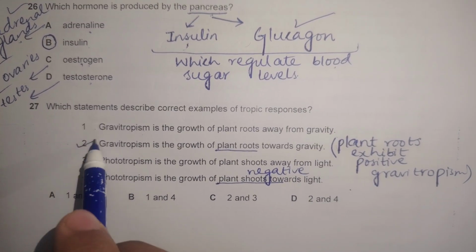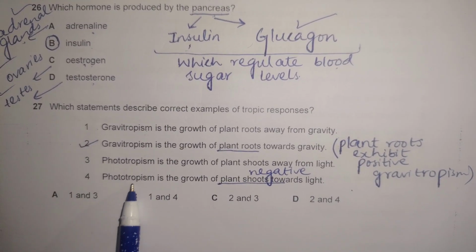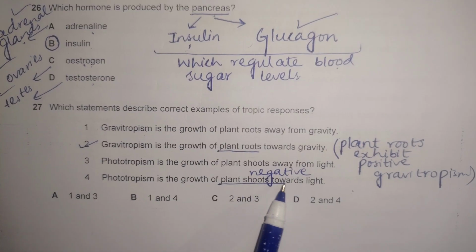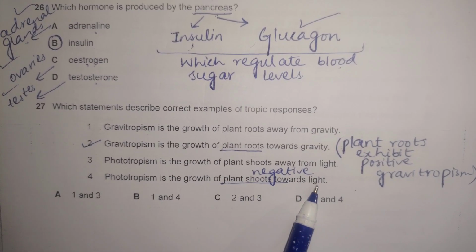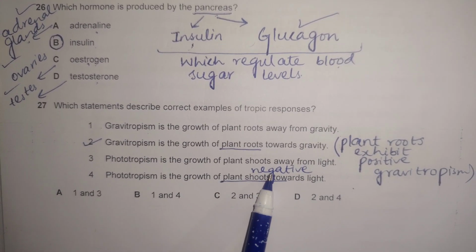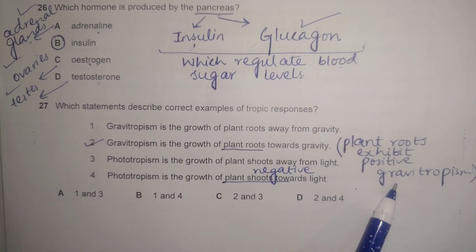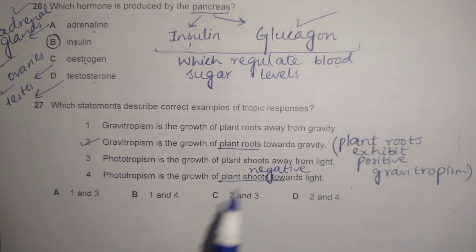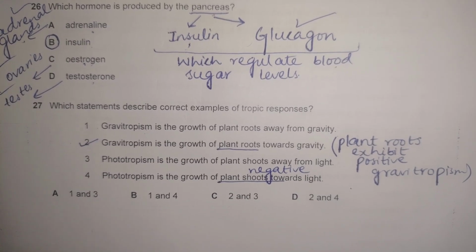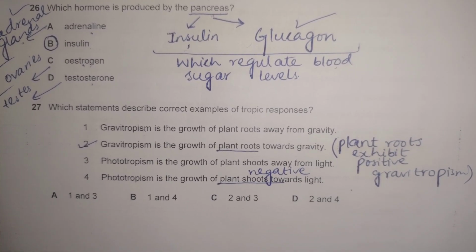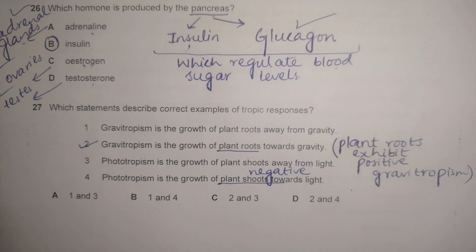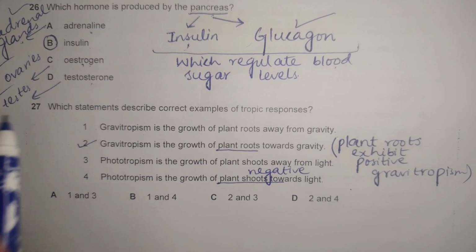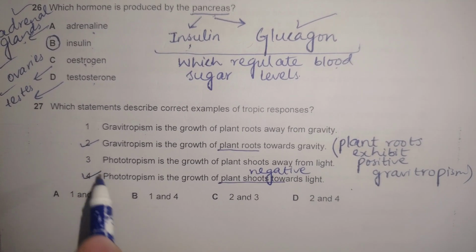This statement is correct. And phototropism is the growth of plant shoots towards light. Plant shoots show negative gravitropism, because plant shoots tend to grow upwards, against gravity. So which option is correct? Question number 27. We have got 2 and 4.